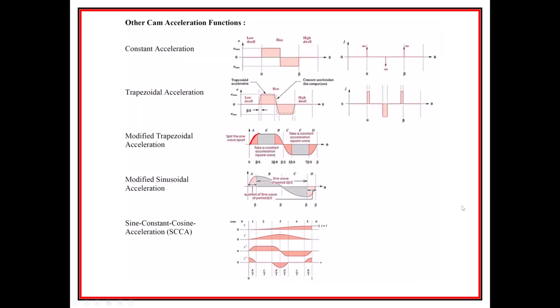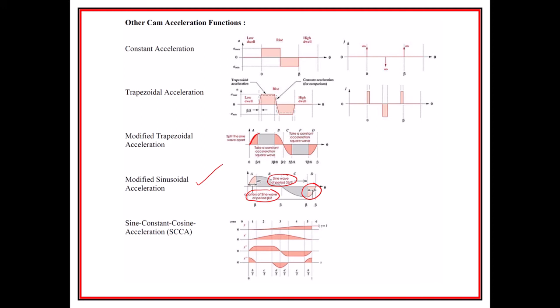We could also try a modified sinusoidal right here, where we take a quarter of a sine wave, a longer sine wave, and then another quarter of a sine wave, so that we make these transitions kind of like a smoother thing. And then they also have the sine, constant, cosine type of acceleration, SCCA, where they take different zones and add them together to generate the piece that they want. Yeah, I'm not explaining that as well as I possibly could.